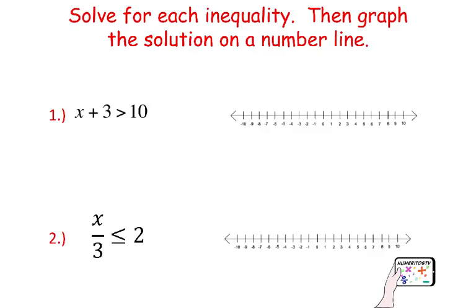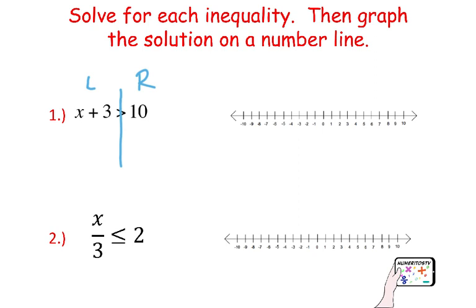So I am going to solve the inequality and then graph the solution on the number line. So we have x plus 3 must be greater than 10. Here I am going to solve my inequality left and right the same way that I do for equations. So the goal is to isolate x. That means leave x by itself on the left side. But how do I do that?